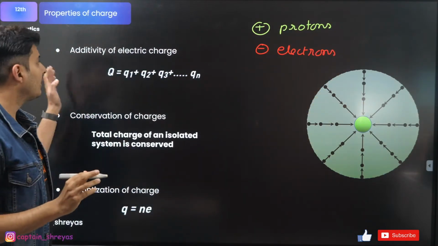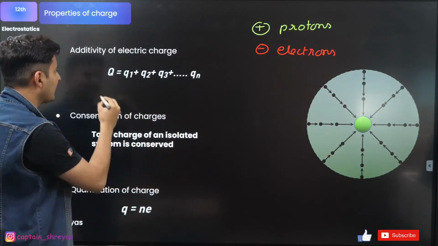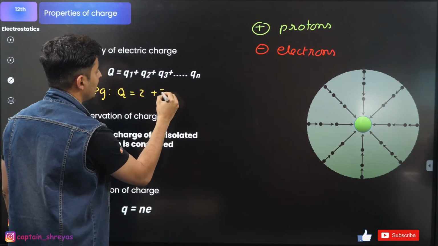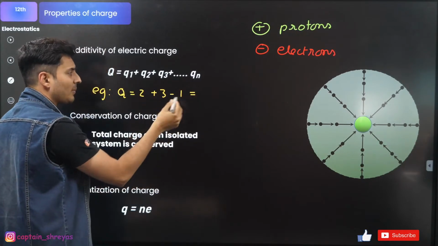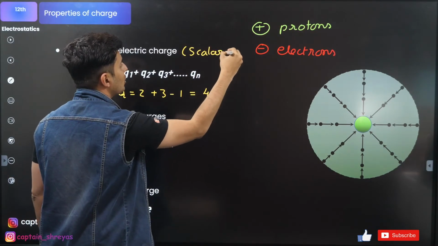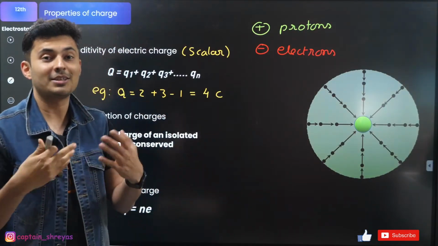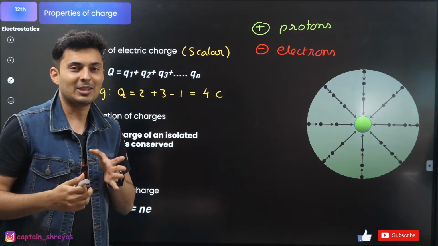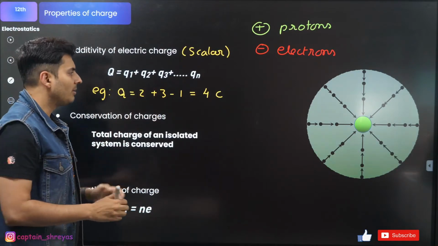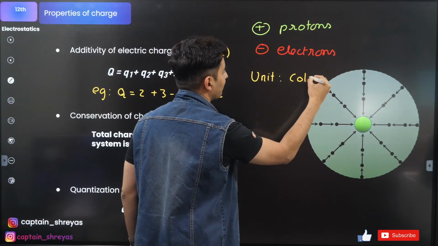Remember, charges are scalar quantities. That's the reason why you will see charges can be simply added or subtracted. For example, I'm just putting over here, the total charge will be 2 plus 3 minus 1. So 2 plus 3 is 5, 5 minus 1 is 4. So 4 Coulomb. So the charges are basically scalar quantities, so there is no directional information. Although charges have sign, do not get confused that it is a vector quantity. Just because something has plus or minus does not mean it has direction. So it has no direction, it is a scalar quantity, you can just add them. Remember, the unit of charge is basically Coulomb.